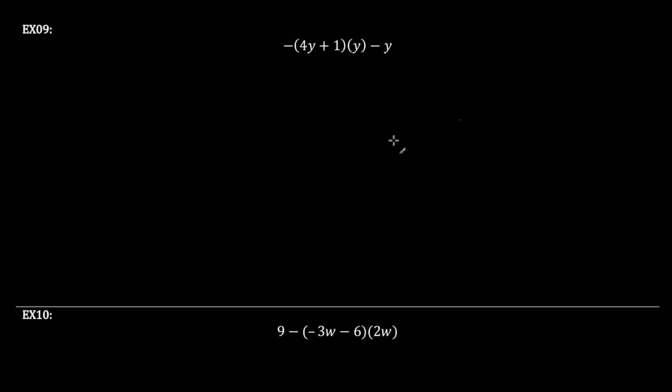Let's go ahead and look at 2 more examples. So we have negative 1 times 4y plus 1 times y minus y. So in this one, we take the negative 1, we multiply by all of that, but then we take away, we subtract y. So a negative times a positive is a negative. 1 times 4y is 4y. Now a negative times a positive is a negative. 1 times 1 is 1.